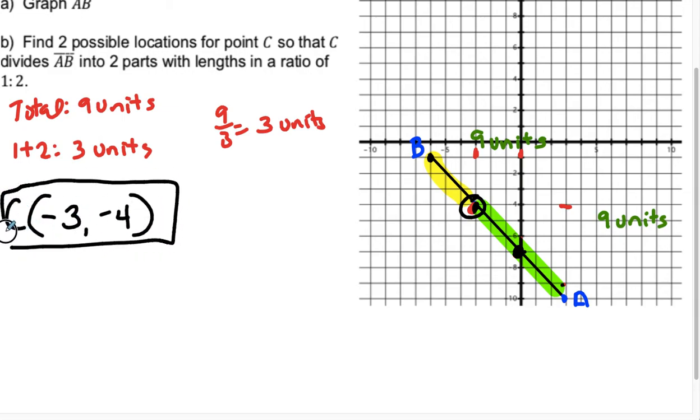Okay. Now there's a second way to do this. And again, I want to just make sure I'm not erasing over our.